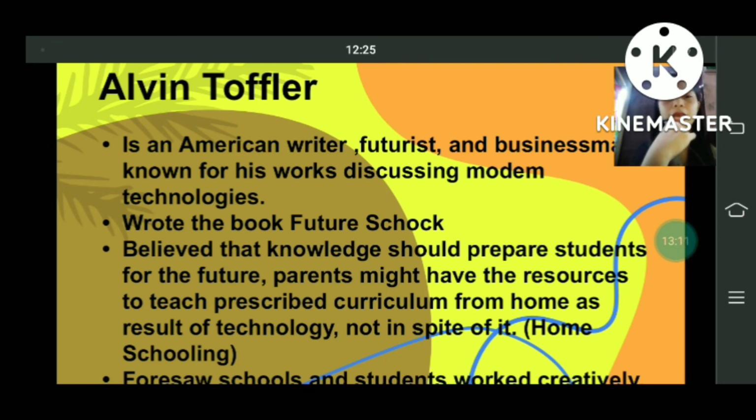Alvin Toffler. He is an American writer, futurist, and businessman known for his works discussing modern technologies. He wrote the book Future Shock, and believed that knowledge should prepare students for the future. Parents might have these resources to teach a prescribed curriculum from home as a result of technology, not in spite of it, or homeschooling. He urges schools and students to work creatively.